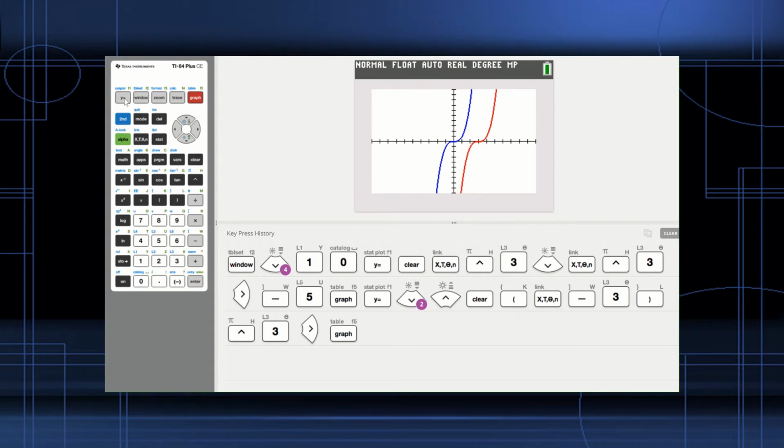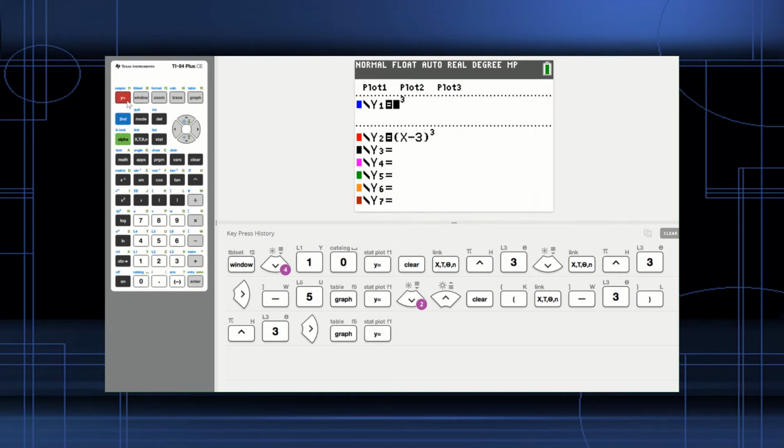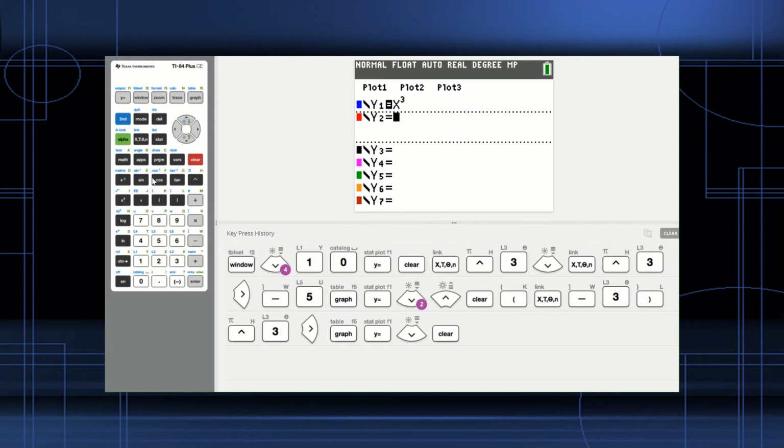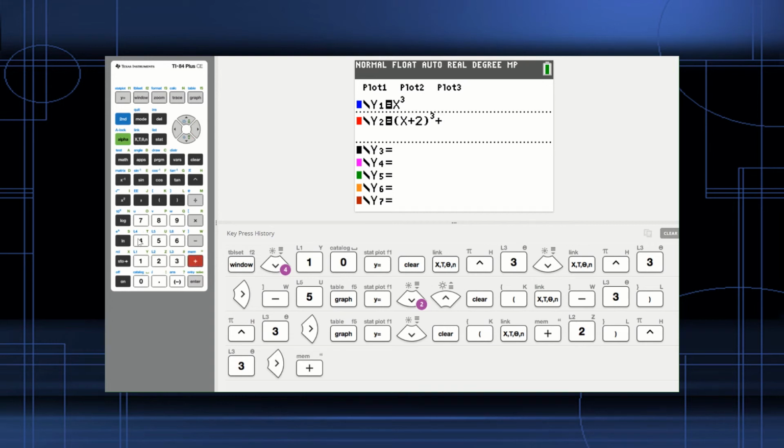And then lastly, we're going to graph this last function, which is x plus 2, in parentheses, cubed, plus 4. So we're going to see a horizontal shift to the left of 2 units and up 4. Again, I'm going to clear my y2. So we had parentheses x plus 2, and we're going to cube that. Close our parentheses, cube it, and then also plus 4, so a vertical shift up 4.